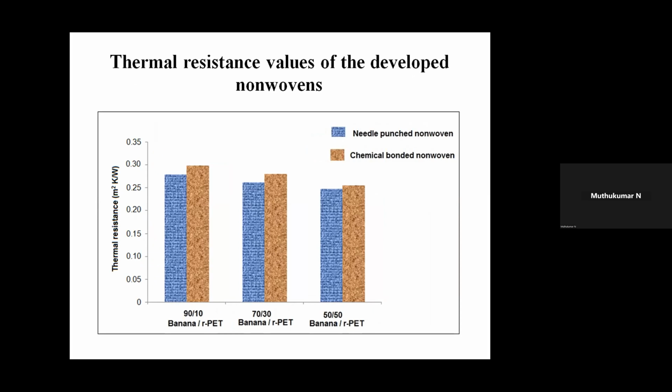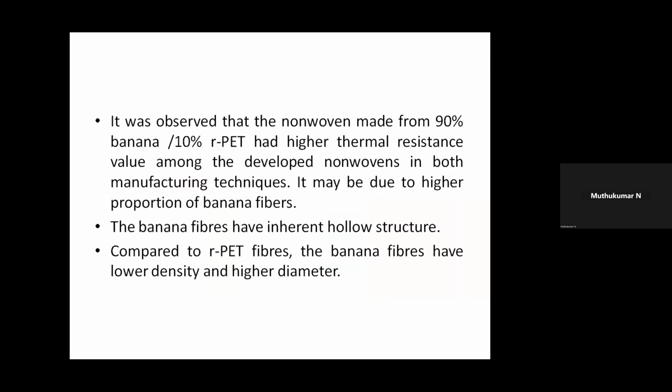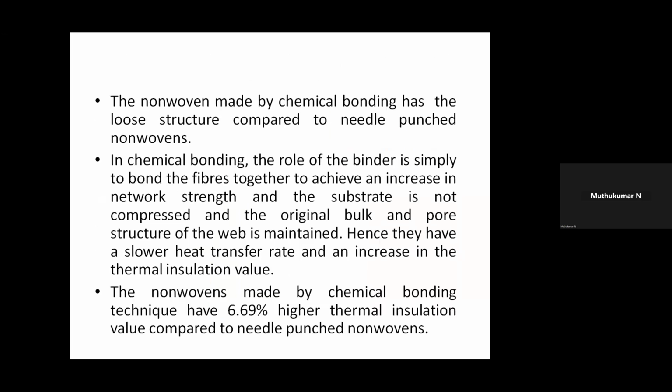The thermal resistance value is in the range of 0.25 to 0.3 meter square Kelvin per watt. It was observed that among the blend percentages, 90-10, that is 90% banana and 10% recycled PET, has the better thermal resistance value. It may be due to the higher proportion of banana fiber. The banana fiber has an inherently hollow structure. Again, compared to recycled polyester fiber, the banana fiber has lower density and a higher diameter.